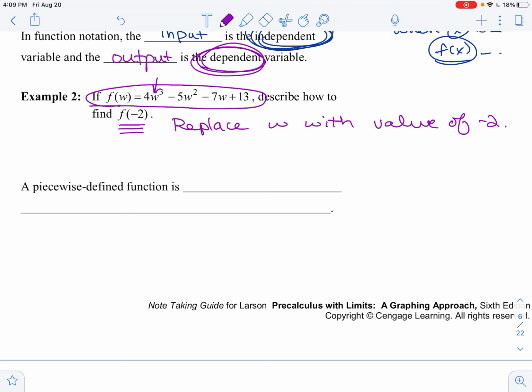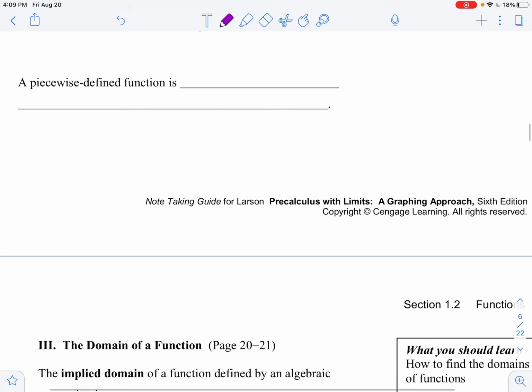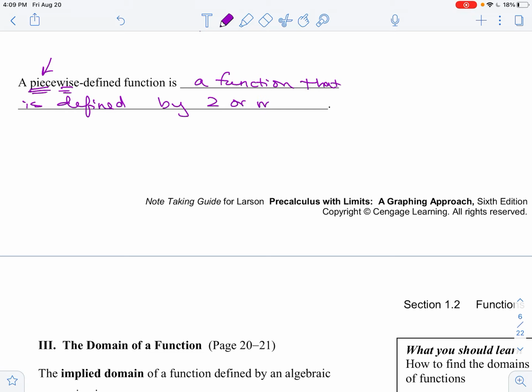Okay? Let's talk about a piecewise function. As the name says, it's a function in pieces. So it's a function that is defined by 2 or more functions over a specified domain.